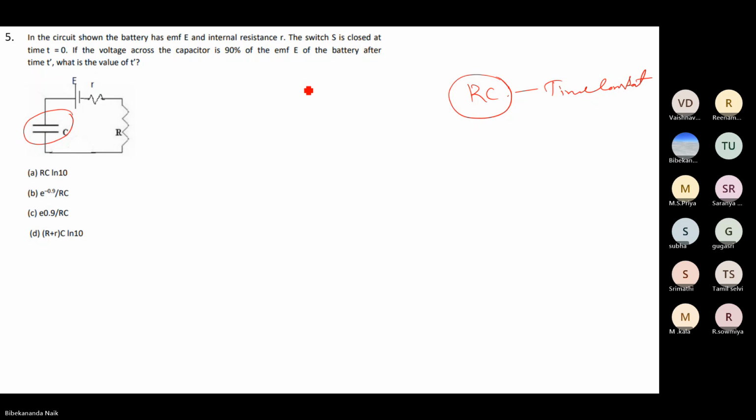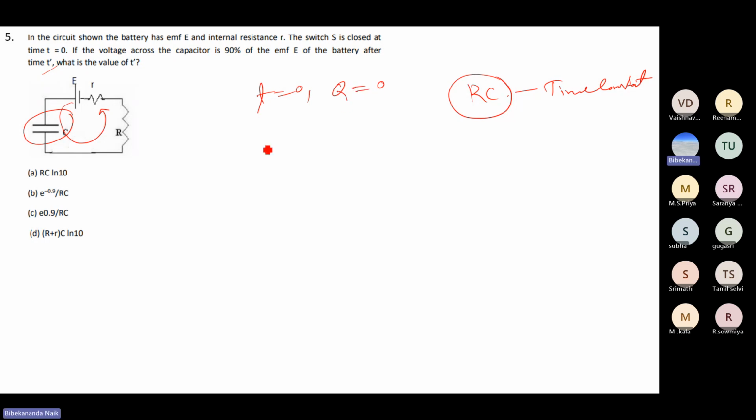Now the question says the voltage across the capacitor is 90%. Since the battery is connected, the current will flow in the circuit in this way. Due to this current, the capacitor will be charging up. It will take some time to charge, which depends upon the time constant of that capacitor. In the question it is said that the voltage reaches this value after a certain time t prime, that is, at t equal to 0, there was no charge on the capacitor.